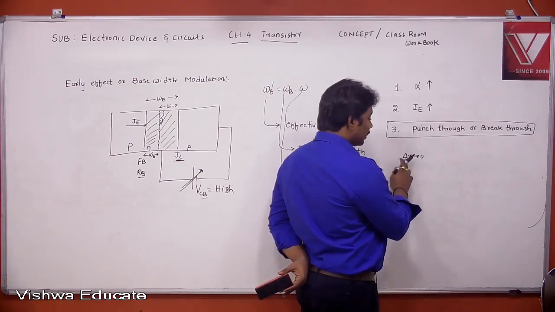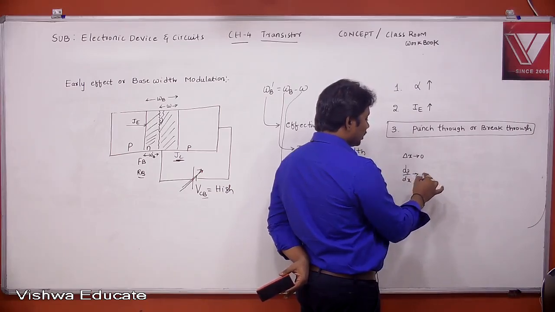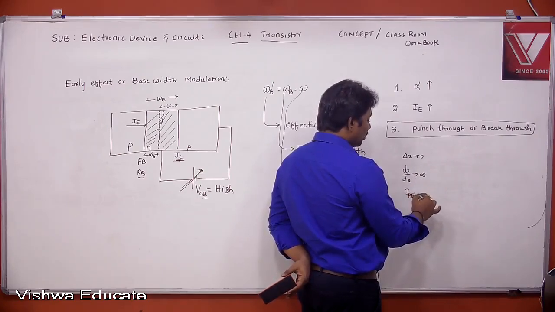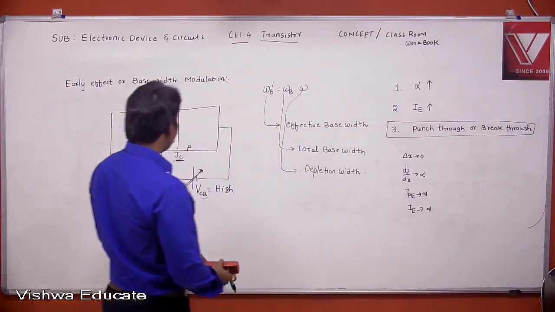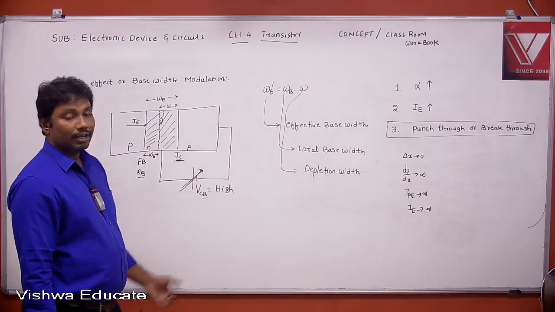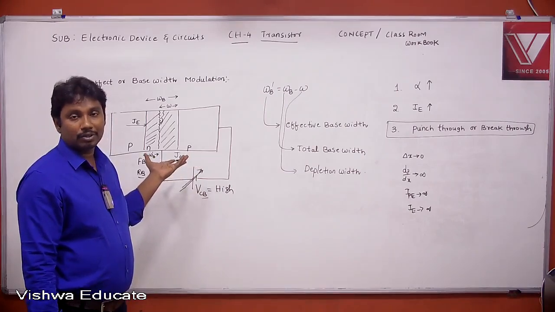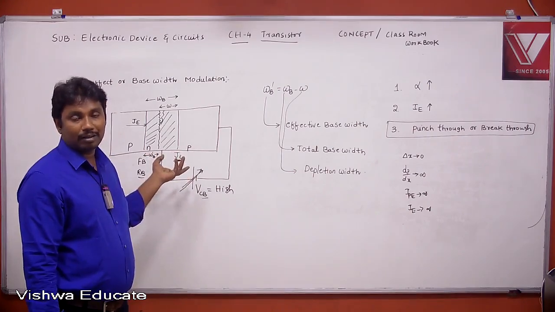If the effective base width is almost zero, what should the concentration gradient be? The concentration gradient will be infinite. It is infinite, so IP is also infinite, and the emitter current is also infinite. That means infinite currents flow through this BJT. If infinite currents flow through the BJT, what happens? The BJT may get damaged. Am I correct or not?